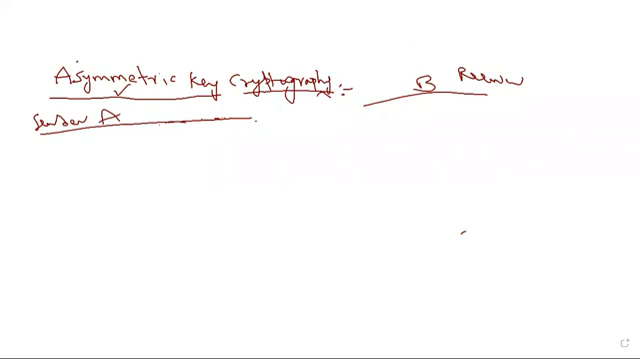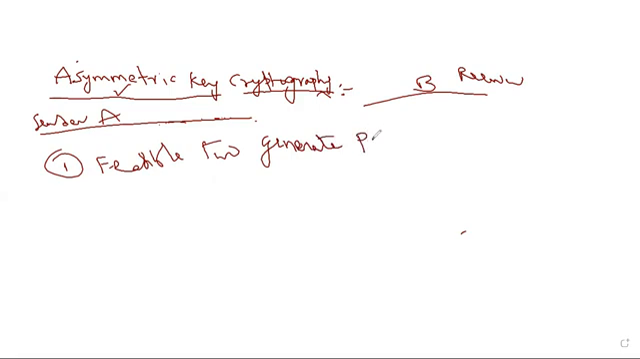What is the first requirement? It is computationally feasible to generate key pairs. Any participant can generate key pairs, right? This is computationally easy. The second one is that it is computationally feasible to use the public key.